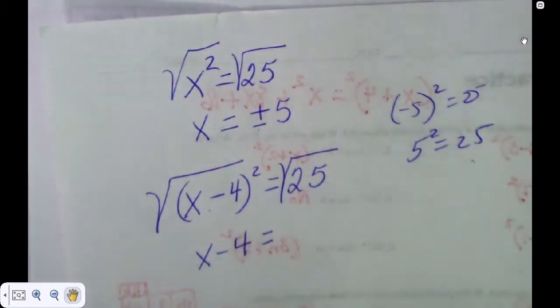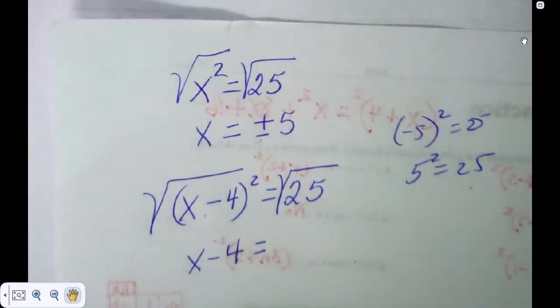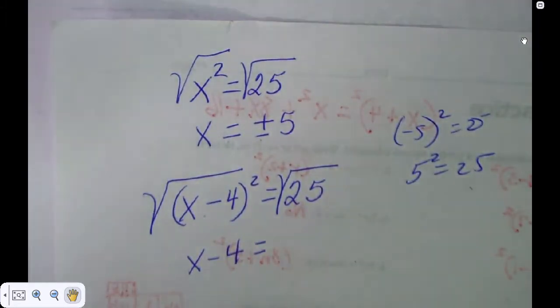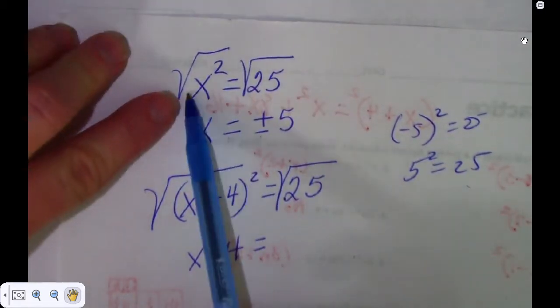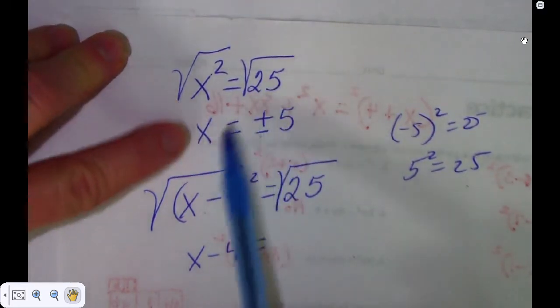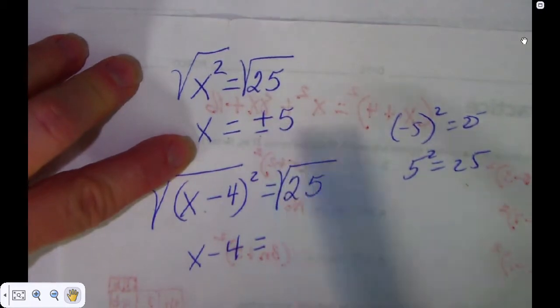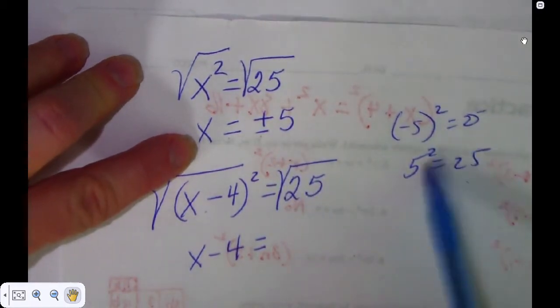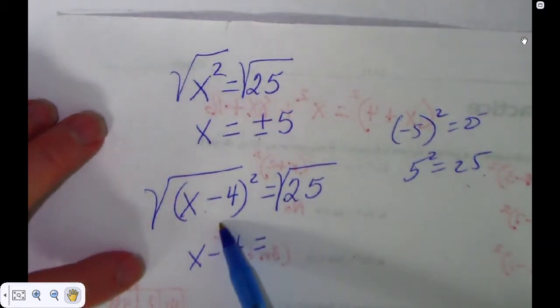Okay, so we're learning a new way to factor and to solve. We start off with x squared equals 25. We took the square root of both sides, and you get x equals either 5 or negative 5, because negative 5 squared is 25 and 5 squared is 25. Okay, now we're working on this problem.